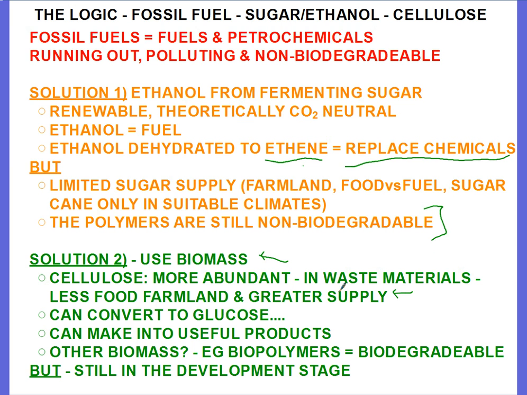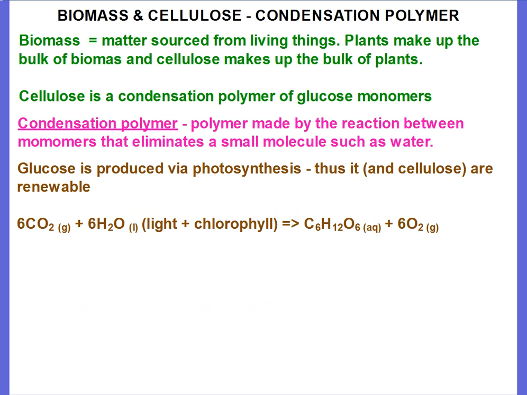So we can get cellulose, we can make it into many useful products, and that means that we're going to solve some of these issues that ethanol was facing. In addition, there's other sorts of biomass we can use, such as biopolymers, which are biodegradable. But one thing to note, this whole section on biopolymers and cellulose is still in the development stage. People aren't actually using cellulose to make huge amounts of petrochemical replacements just yet. This is all a theoretical sort of topic. So let's look at this section here.